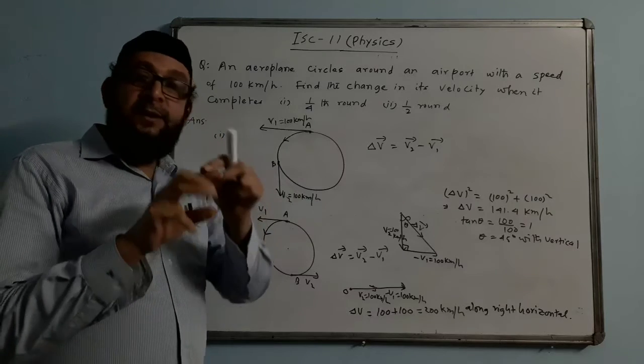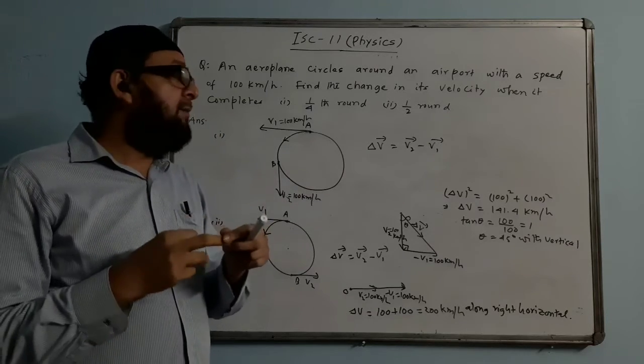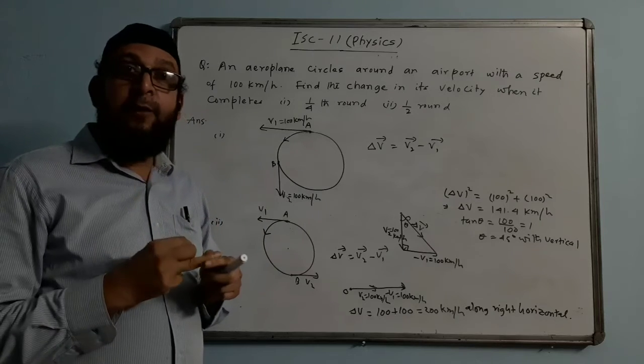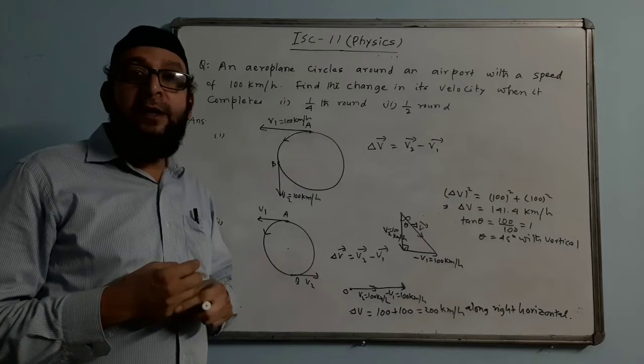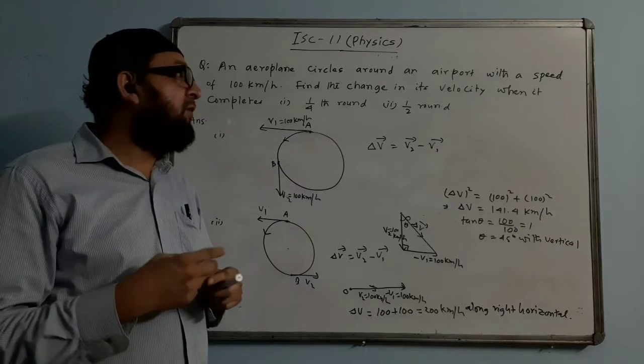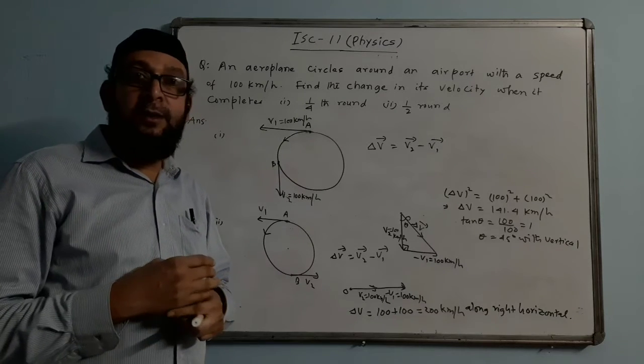So there are three criteria a vector quantity must fulfill. First criteria, it must have a magnitude. Second criteria, it must have a direction. And the third important criteria is it must follow the law of addition of vectors. So there are two different laws of addition of vectors which I already discussed.